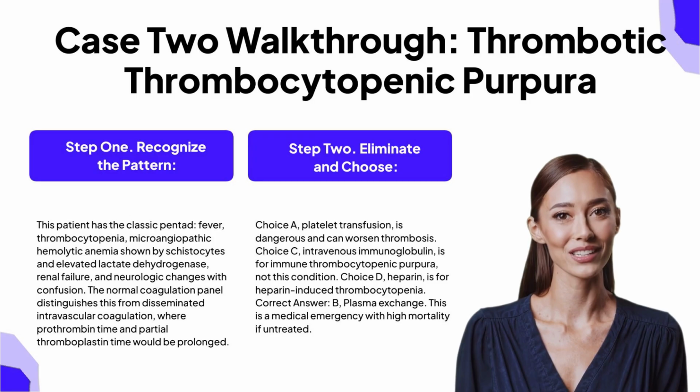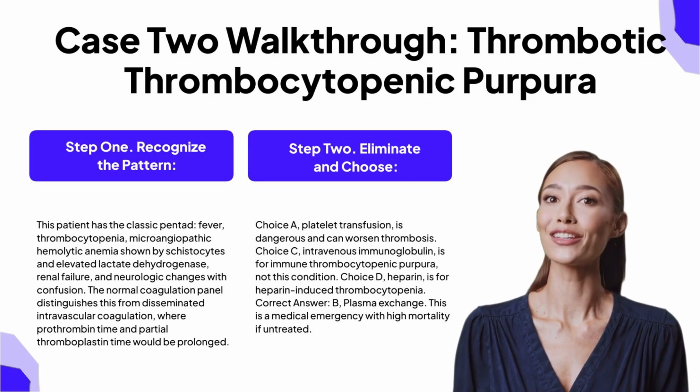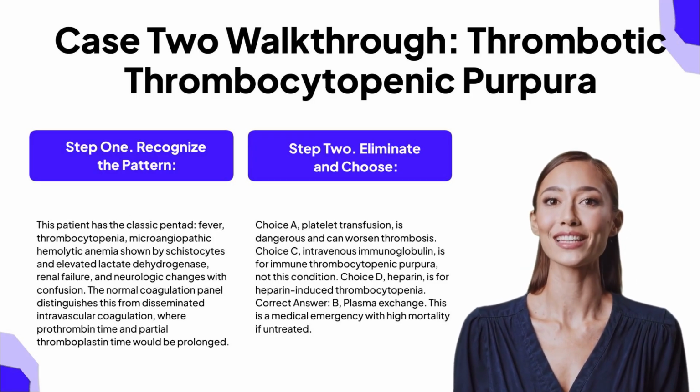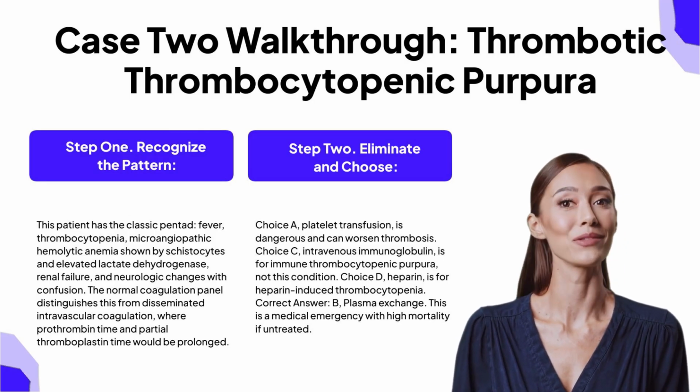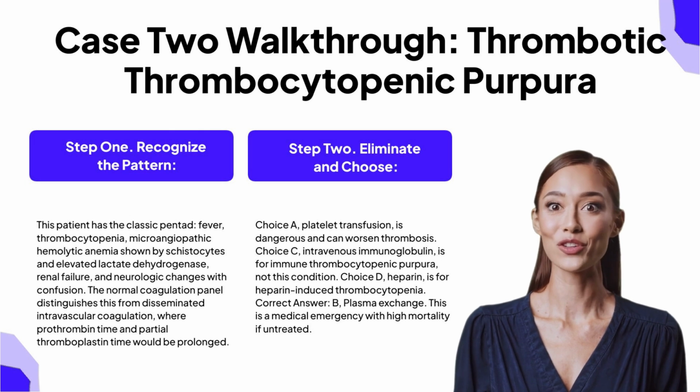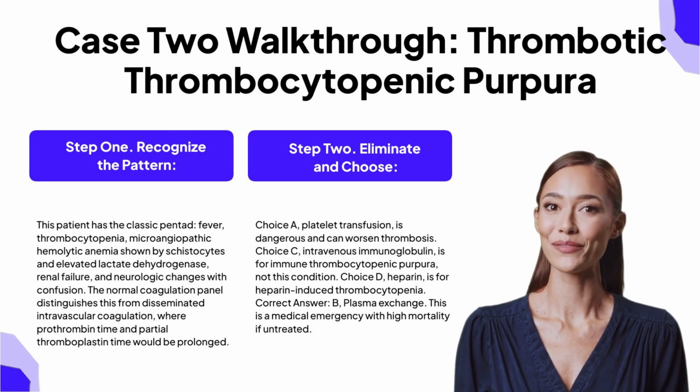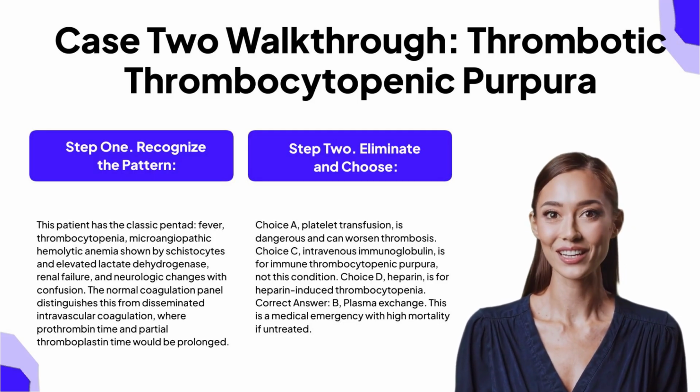Step 2. Eliminate wrong answers. Platelet transfusion is a classic wrong answer and is actually dangerous here because it adds more fuel for microthrombi. Intravenous immunoglobulin is for immune thrombocytopenic purpura. Heparin is for heparin-induced thrombocytopenia. The correct answer is B, plasma exchange.